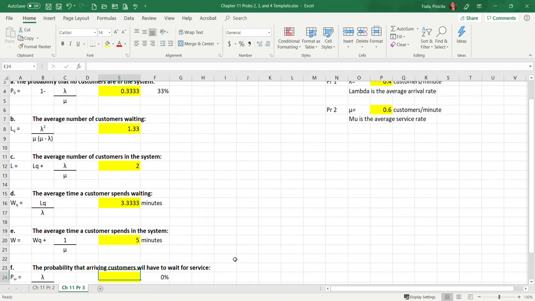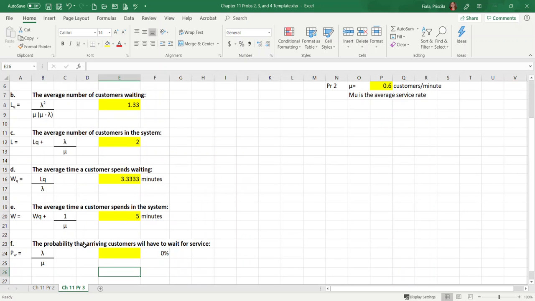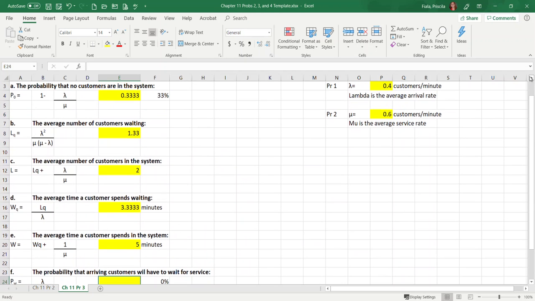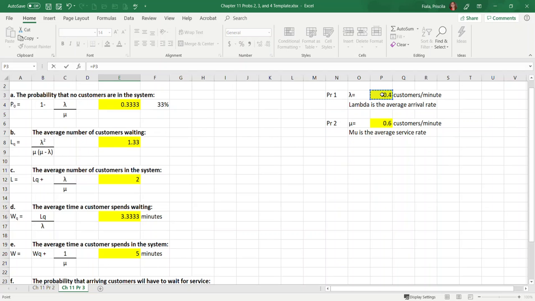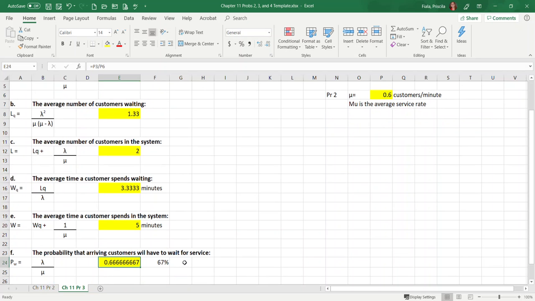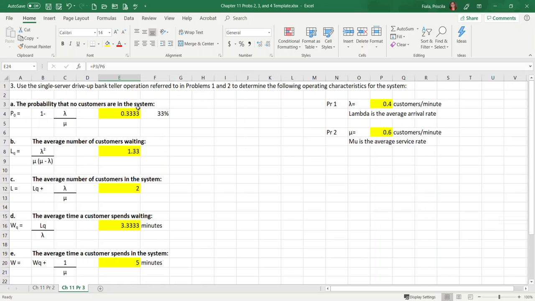And then now for the last one, what is the probability that arriving customers will have to wait for service? Which is as simple as you divide your arrival rate, so equals your arrival rate divided by your service rate, which is about 67%. The probability that an arriving customer will have to wait for service is almost 70%. And the probability that no customers are in the system is the difference, which is 33%.